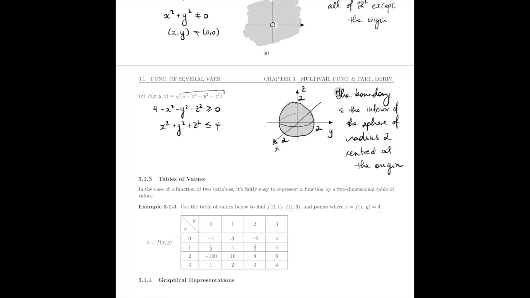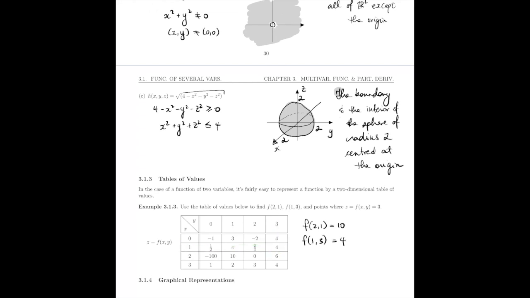So f of (2, 1). We are literally just reading this from the table. The x value is 2, the y value is 1. That gives us f of (2, 1) is 10. F of (1, 3): the x value is 1, the y value is 3, f of (1, 3) is 4.